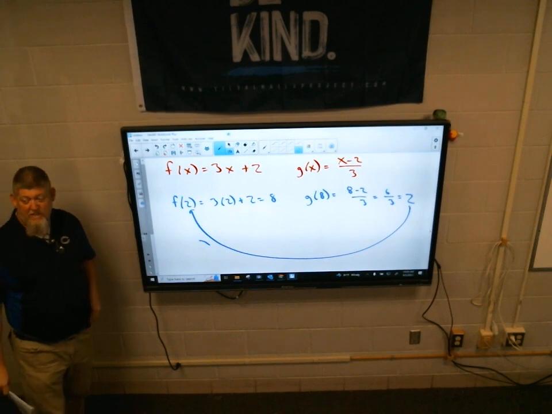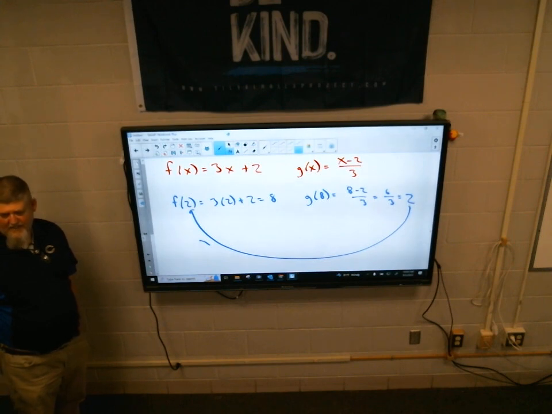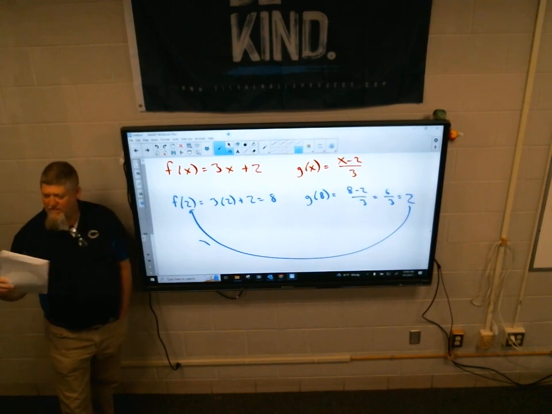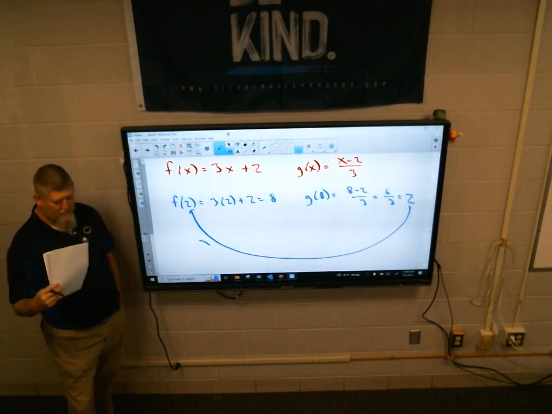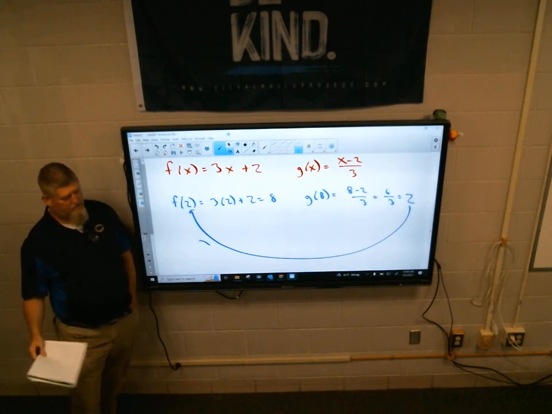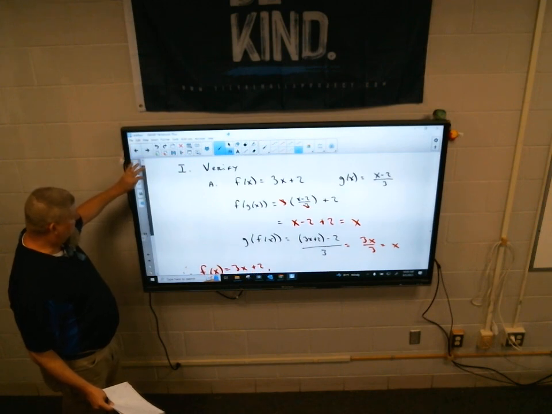Second way, that's not always the easier one, but it is nice. These are 2 linear ones, so that makes it real simple. If they're not linear, it's not always easy. But it does work. You can do either way. Both of them work to verify.